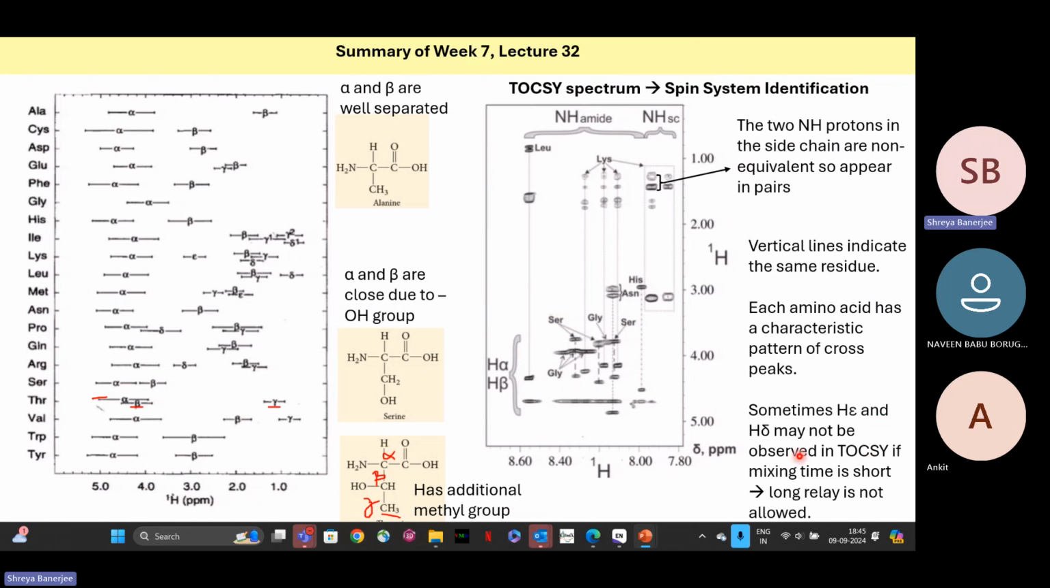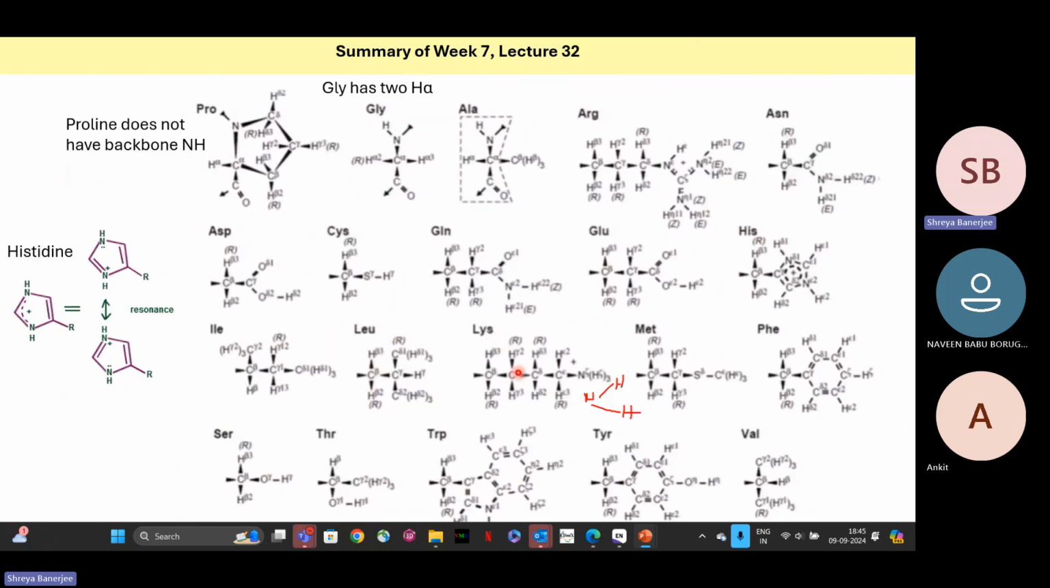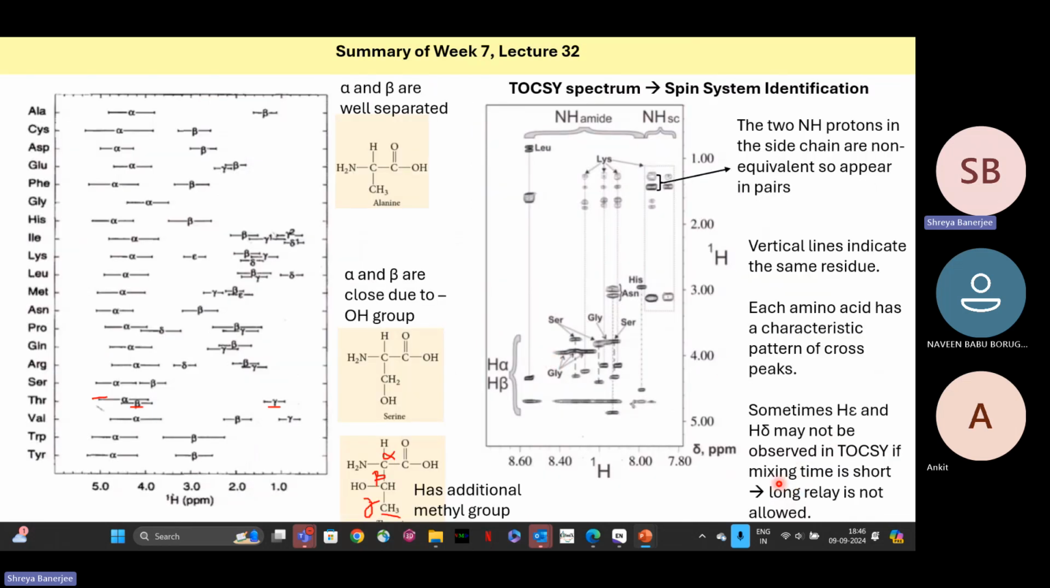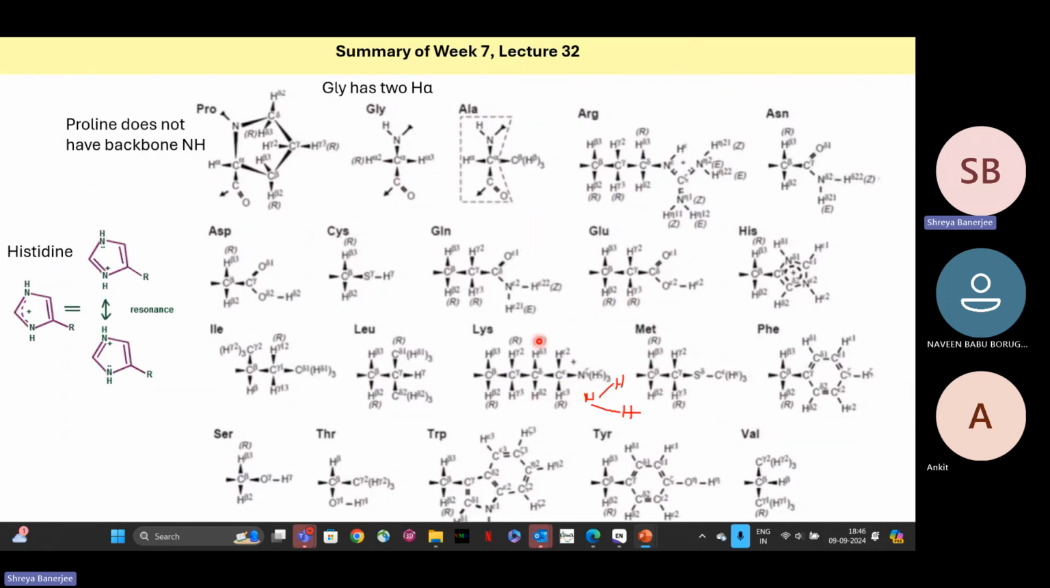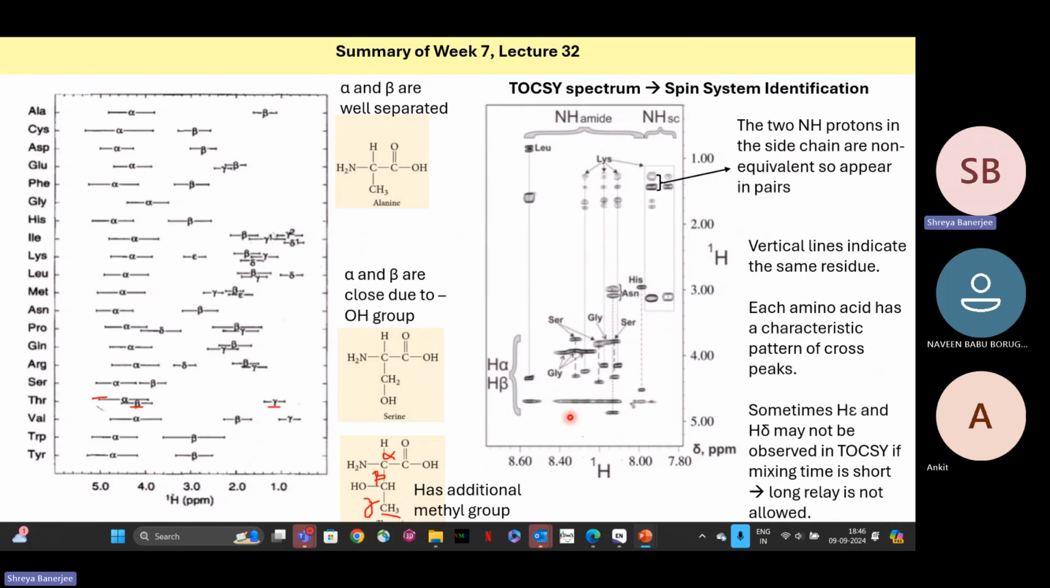One thing to remember is that TOCSY basically shows correlation between all the protons. So if you are looking at lysine, you will see alpha correlated with beta, gamma, delta, epsilon, and so on. Through the entire chain, there will be correlations. But if the mixing time of the experiment is short, the polarization will not be able to be carried through the entire chain. So sometimes the protons at the end of the chain, like the delta or epsilon, may not appear in the spectra. So you have to ensure that the mixing time is long enough.